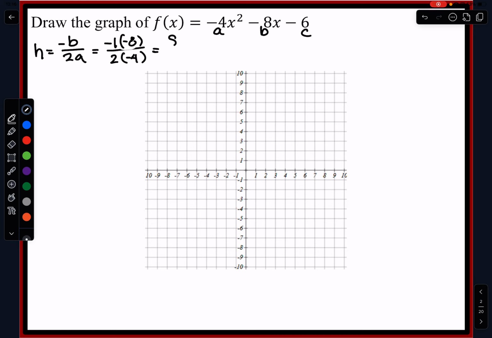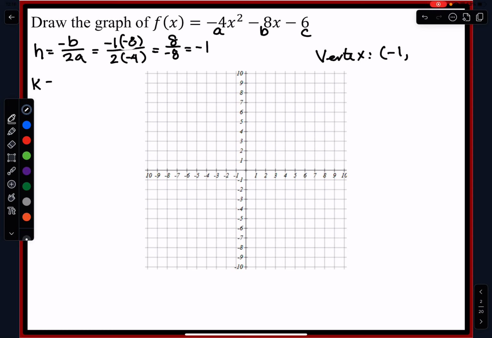So the top multiplies to positive 8, the bottom multiplies to negative 8, and dividing those two numbers is negative 1. So we know that the vertex is going to be shifted 1 unit to the left, so it has an x-coordinate of negative 1.